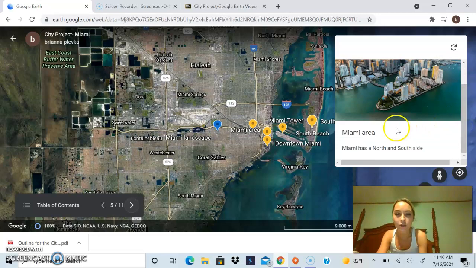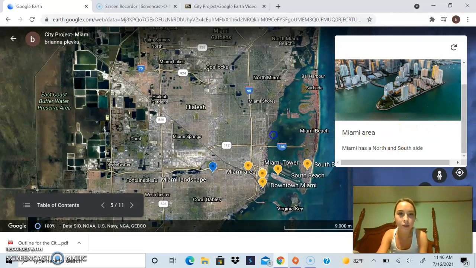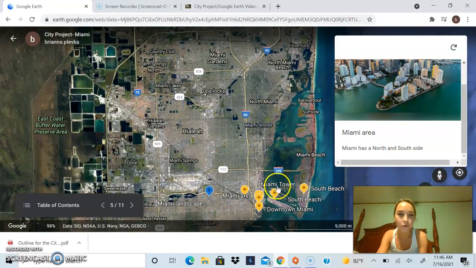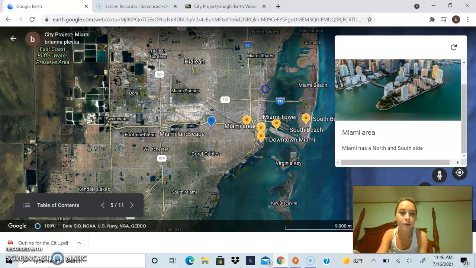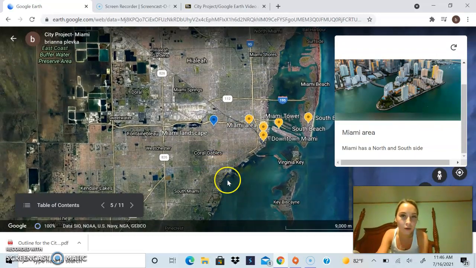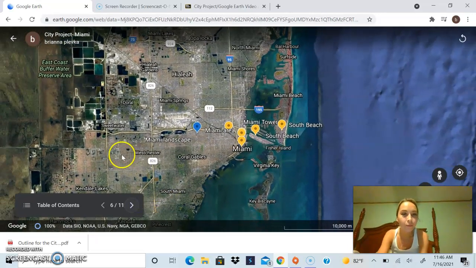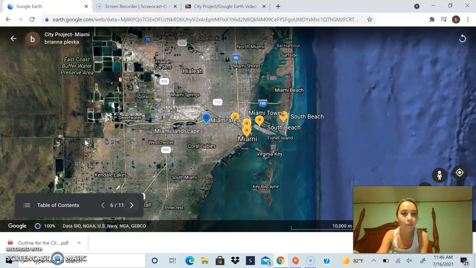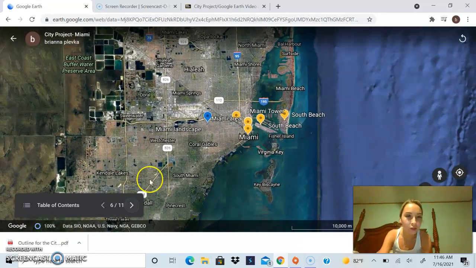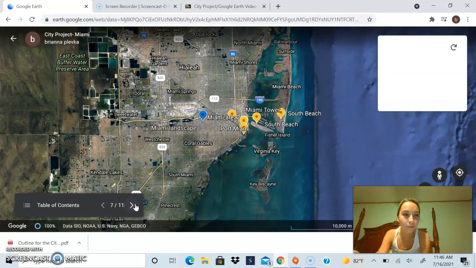And this Miami has a north and south side to it, as you can see. North Miami is over here. And South Miami is down over here. And then now, this just shows you the North and South Miami again, so you could see clearer.